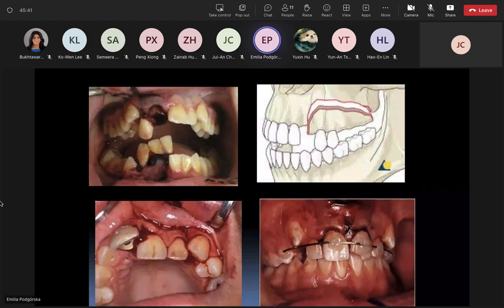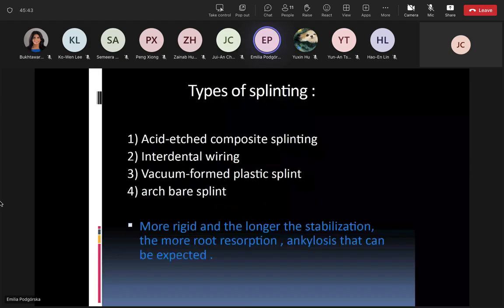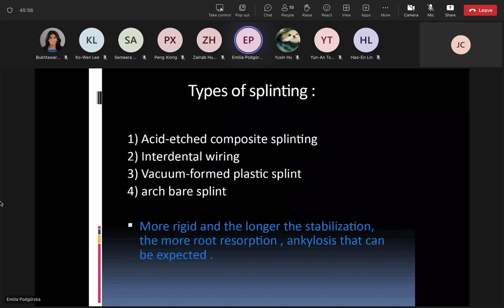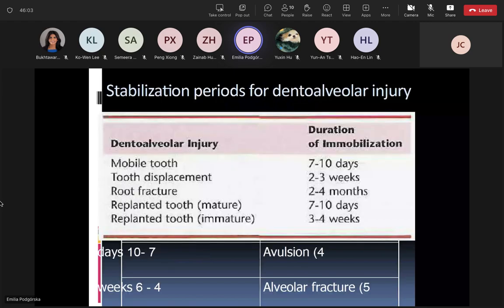Types of splinting: composite splinting, interdental wire, vacuum-formed plastic splint, arch-bar splint. The more rigid the splint and the longer the stabilization, the more resorption and ankylosis can be expected. Termination periods for dental injury.